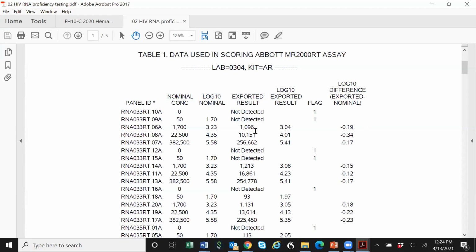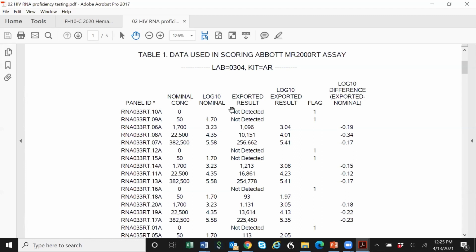So what I'll tell you is the first 2 columns come from the EQA provider, right? So these 2. So they're telling you that this sample, RNA 033RT.10A, and if you notice the numbers go from 7, 8, 6, 9, 10. So number 10A has a nominal concentration of 0. So these first 2 columns come from them, and the next 2 come from the lab.